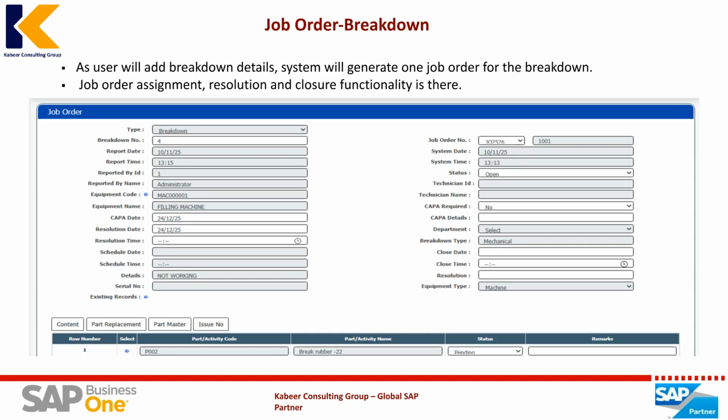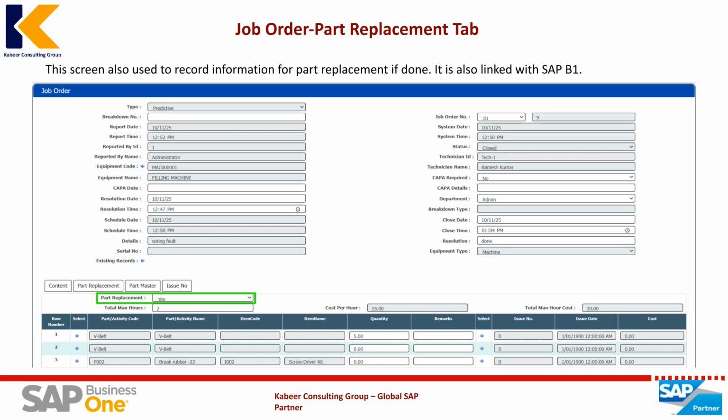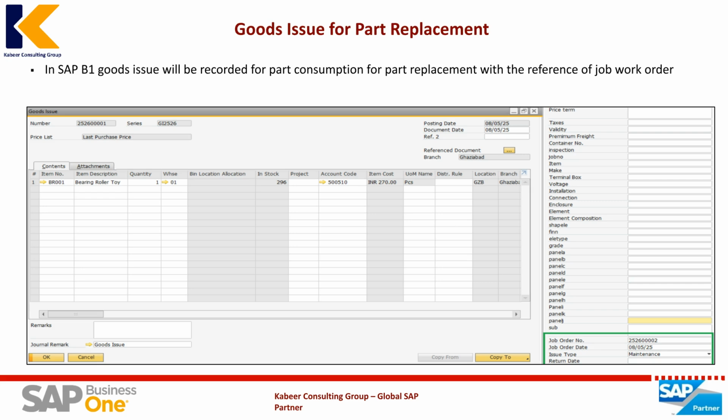When breakdown details are added, the system generates a job order for assignment, resolution, and closure. The Job Order Part Replacement tab records information for part replacement and is linked with SAP Business One. In SAP Business One, goods issue is recorded for part consumption with reference to the job work order for part replacement.